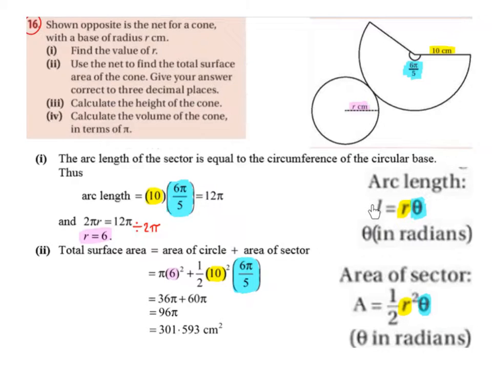So the length of the arc is going to be the radius times theta. So it's going to be 10 multiplied by 6 pi over 5, which is going to be 12 pi. And the formula for the circumference of the circle, which we know is equal to the arc length, is going to be 2 pi r. So 2 pi r is equal to 12 pi, because that's what we got the arc length to be. Then we just have to solve for r. We divide both sides by 2 pi, and we're left with 6. So the radius of our circle, which is the base of our shape, is 6 centimeters.